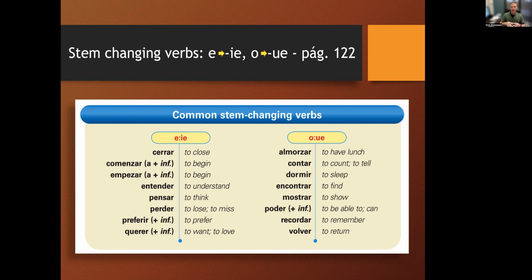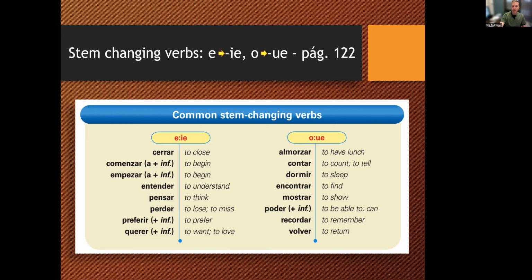Almorzar means to have lunch. And you already know, I've seen you guys use in your sentences, almuerzo is the word for lunch. Almuerzo is also the verb for I have lunch or I eat lunch. So it's a verb and a noun form. So almuerzo, almuerzas, almuerza, almorzamos, almorzáis, almuerzan. Contar. Cantar, to sing, is regular. Contar, to count, is stem changing UE. Yo cuento, tú cuentas, usted, ella cuenta, etc.